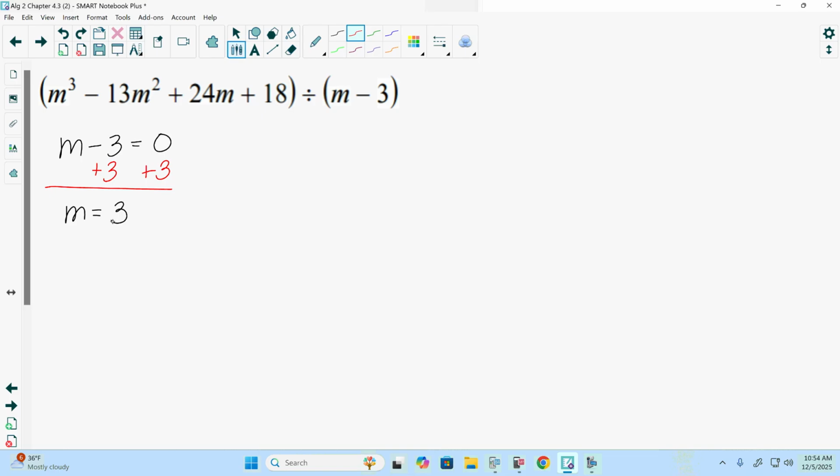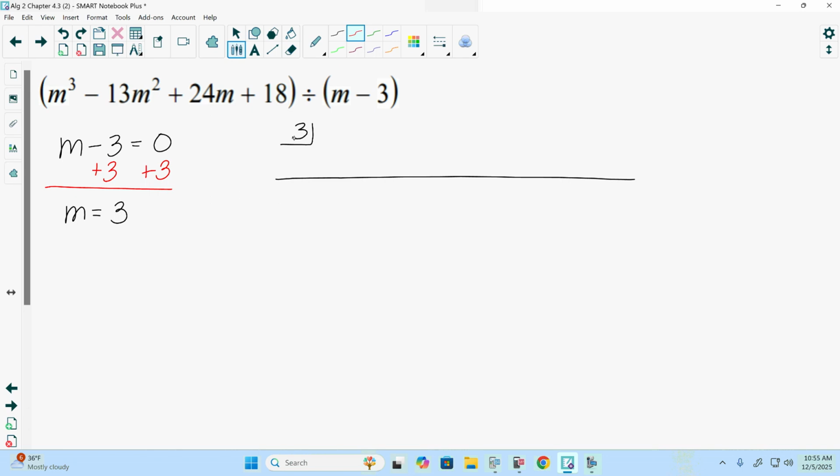We're ready to set the problem up. So first thing we're going to do is make a cubby, and we're going to draw one line. Since the degree of what we're dividing by is 1, m minus 3 is degree 1, we just do a cubby with one line. Now, if the degree was, say, 2, we would have 2 lines. Now, we take the number we just solved for with m, which is positive 3, yes? We put it in the cubby. Okay?